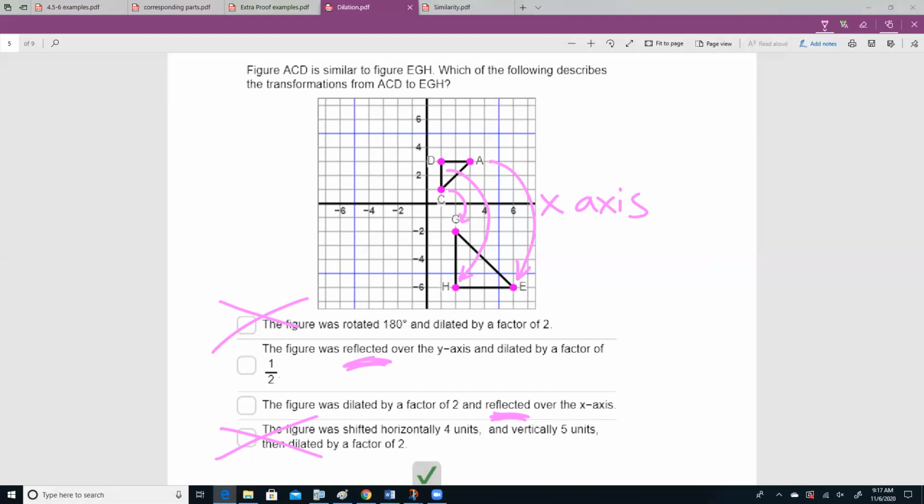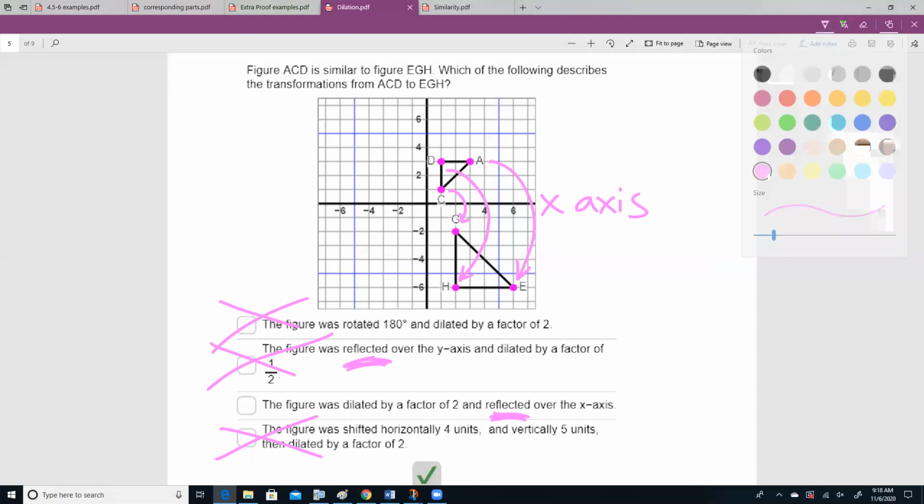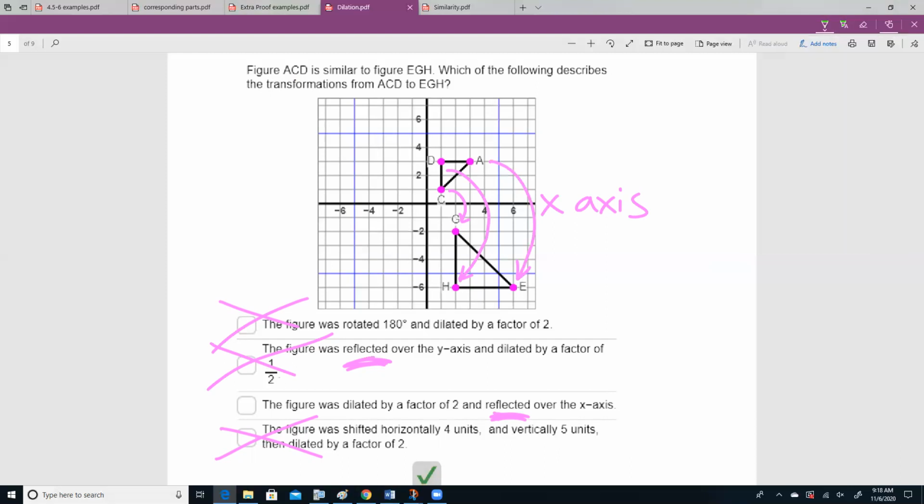So we only have one problem that actually talks about that. It says the figure is dilated by a scale factor of 2 and reflected over the x-axis. Let's go ahead and double check the math on one point, and then we know that's the answer. So we would take our x, y. Now, the first step it says was dilated by a scale factor of 2. So that means we're going to multiply by 2.